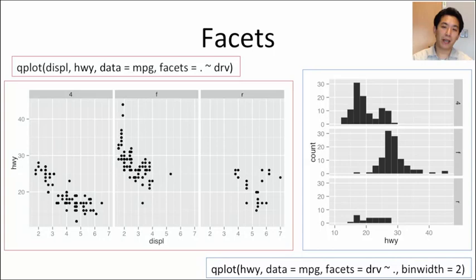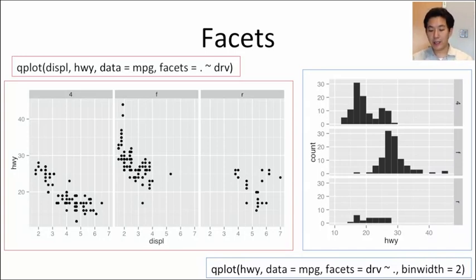On the right-hand side, I've got the DRV variable, which indicates how many columns. And now, because there are three levels to this DRV variable, there are going to be three columns. And so since there's only one row, there's going to be three plots all in a row like that.